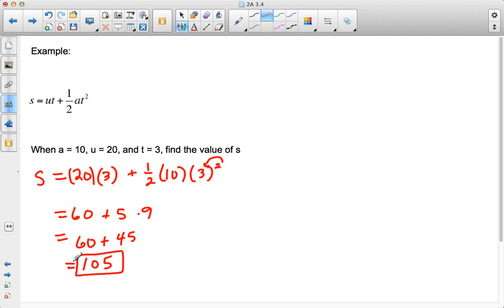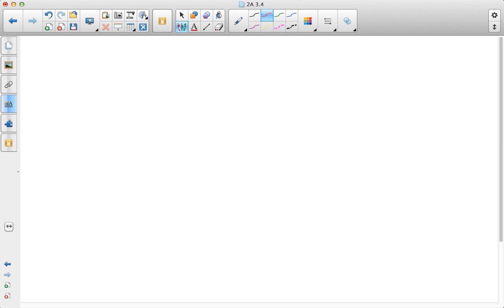If this were a science class and you were discussing something important related to that s, you might want to talk about it in terms of its displacement, in which case you would have a unit attached. That's all for now.